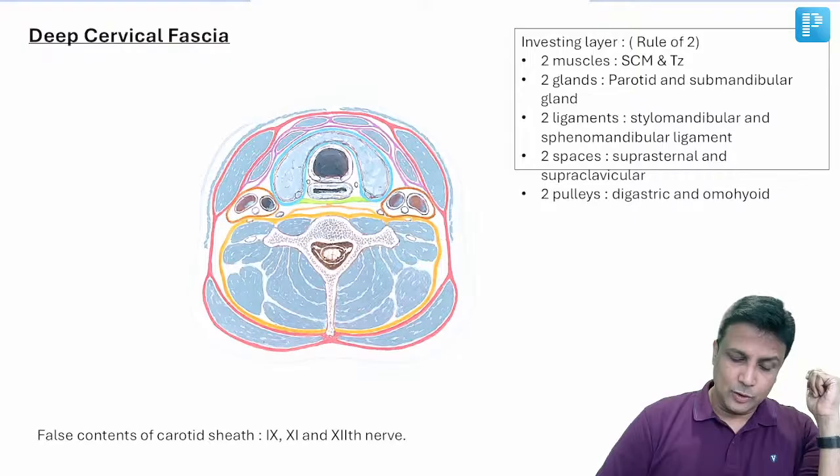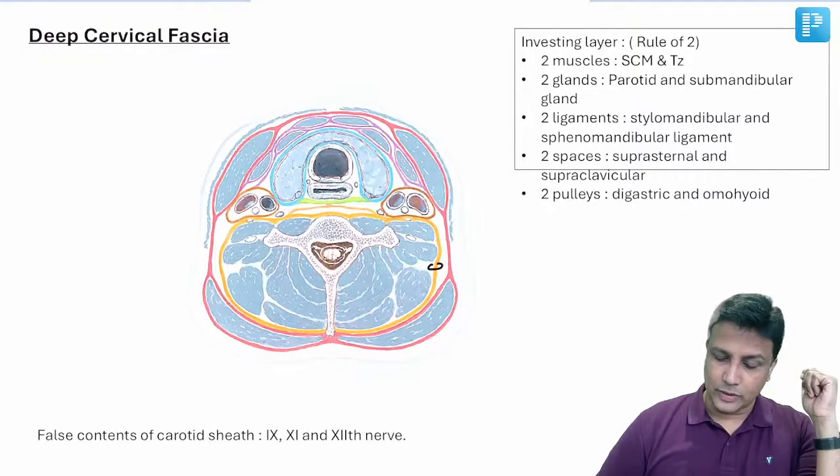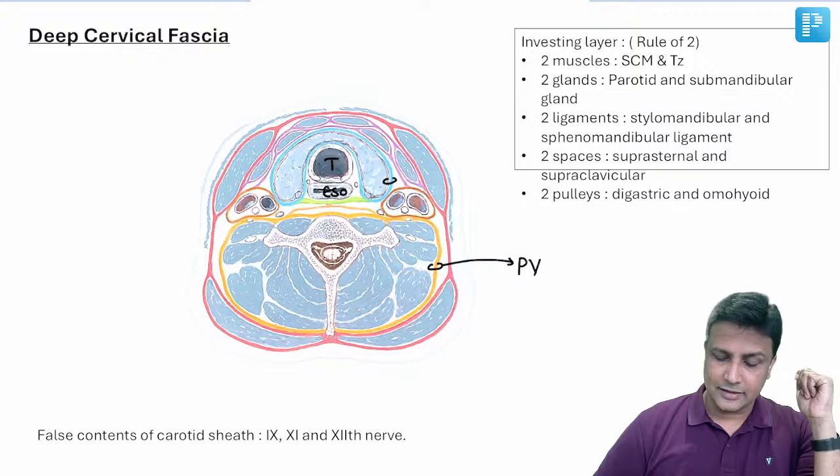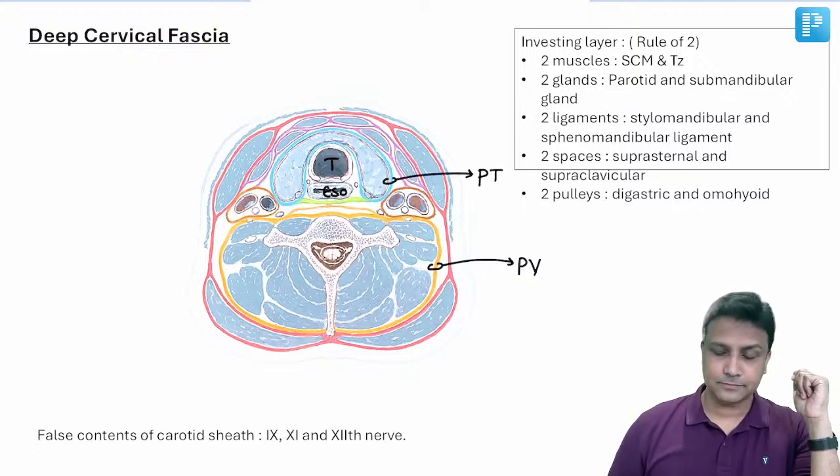Now this yellow colored one which you're able to see surrounding the vertebrae and the muscles is the prevertebral fascia. Now this is the trachea, and behind the trachea the esophagus. In front of that there is the thyroid gland, and the thyroid gland is surrounded by this fascia, the pretracheal fascia.